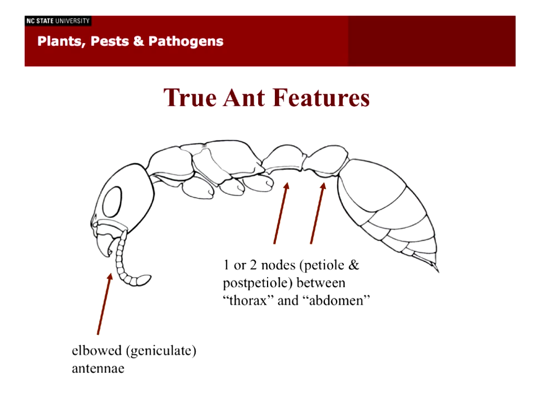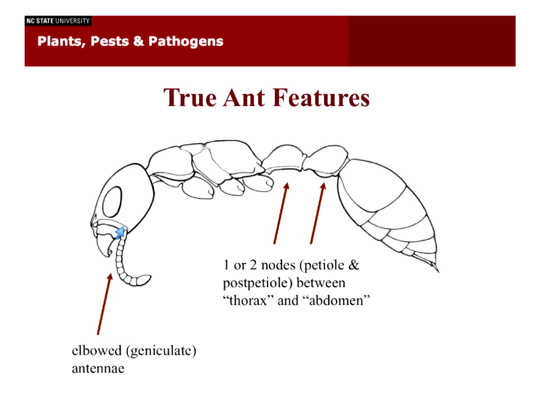They're going to have elbowed antennae. So they're going to have a very long first antennal segment, and then a bend right there, and then the rest of the antenna. And the antenna is made up of anywhere from 9 or 10 to 12 segments total, and that's sometimes important in identification.